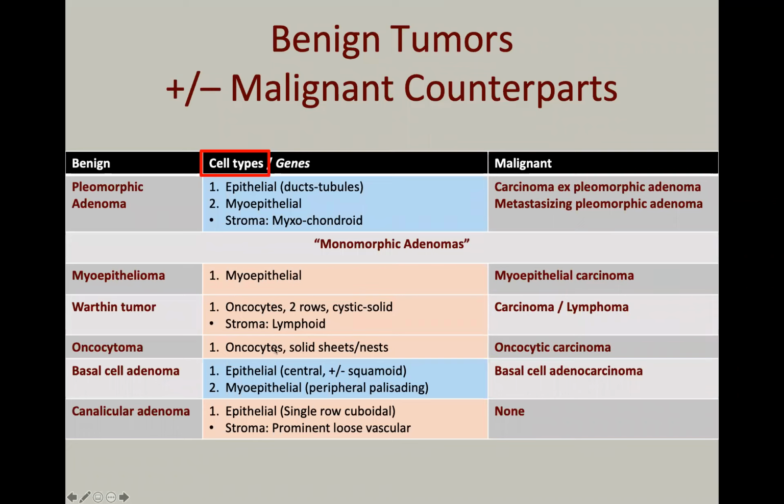We're going to start with the benign tumors, and we're going to proceed on to the malignant counterparts of those benign tumors. This is just a reminder of how many cell types each of those have. You may read in the older literature about monomorphic adenomas. So monomorphic adenomas were basically anything that was not a pleomorphic adenoma. So that fell under things like a myoepithelioma, an oncocytoma, basal cell adenoma. We don't really use monomorphic adenomas anymore because we have specific histologic and genetic differences between them, so we actually call them what they are.